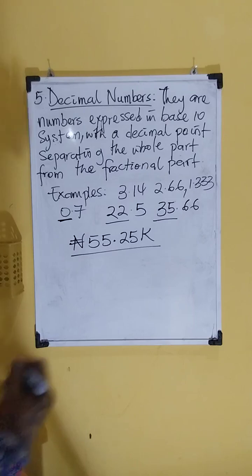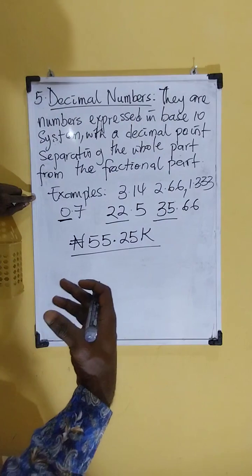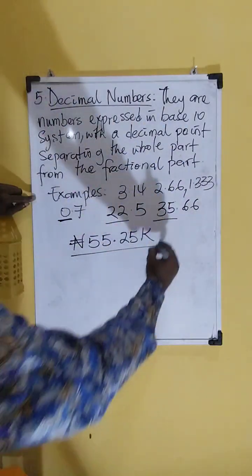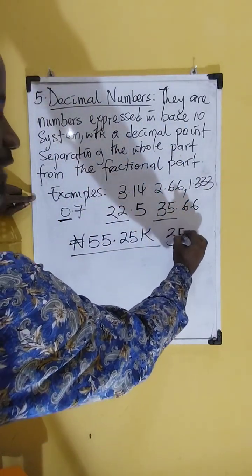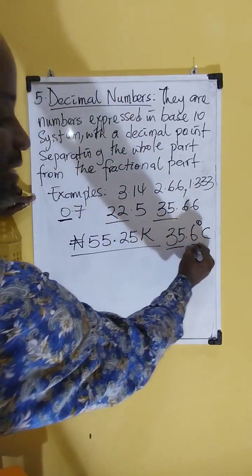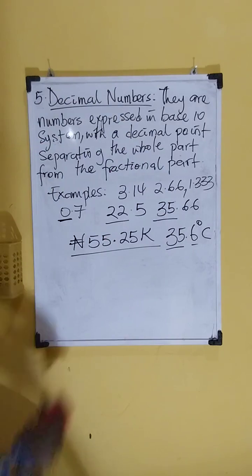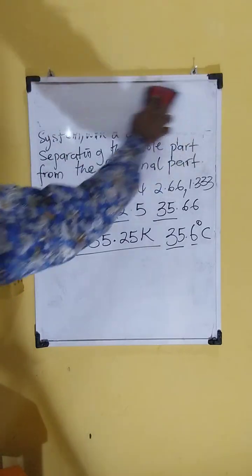That's another example of a decimal number. For example, you go to the hospital, they check Mr. Jacob's temperature, and they say, his temperature is 35.6 degrees Celsius. This is the whole number, this is the other part. So those are examples of what? Decimal numbers. Did you get that? So that is just how it is. So let's go to number 6.